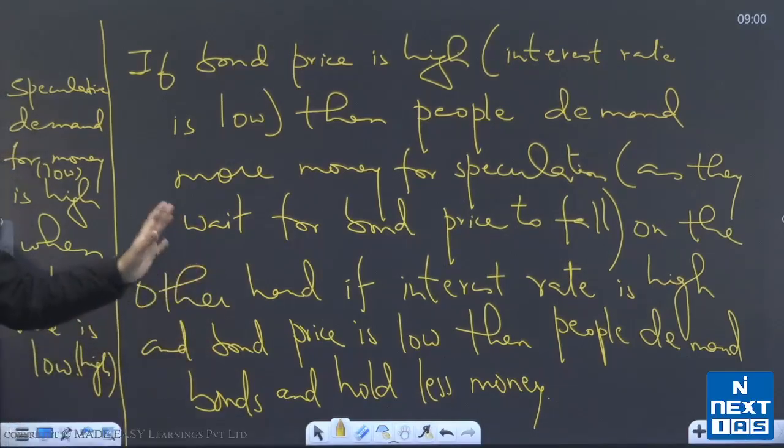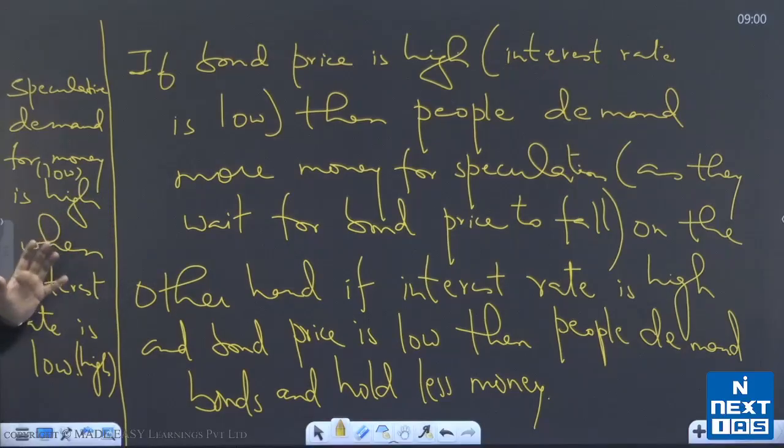I hope we are clear on this, that speculative demand for money and interest rate are inversely related to each other. When speculative demand for money is high, it means people are holding more money in hand. That will happen only when bond price is high, and therefore interest rate is low. Similarly, if speculative demand for money is low, it means people must have bought the bonds, and they will buy bonds only when bond price comes down and interest rate is high.